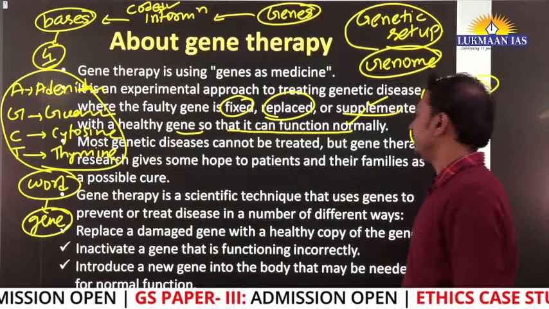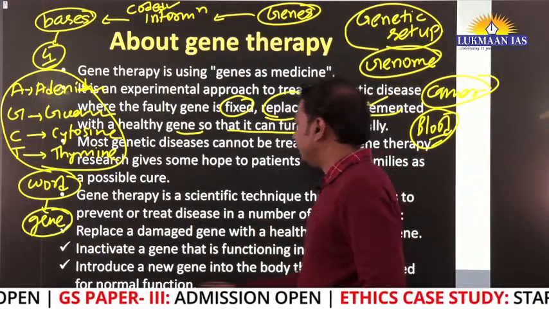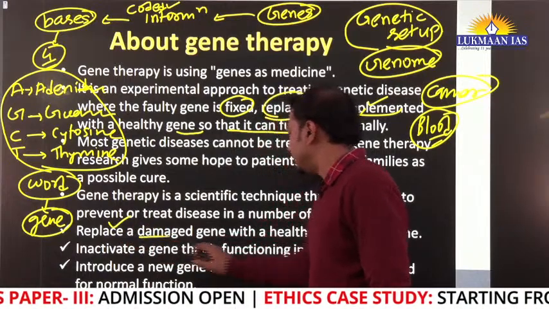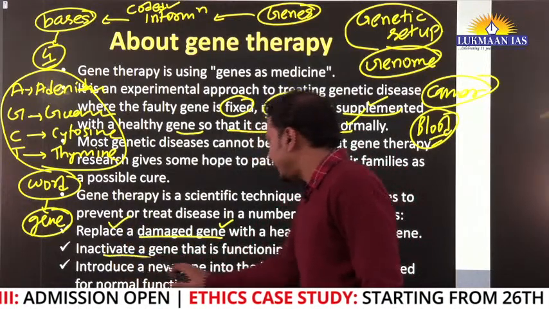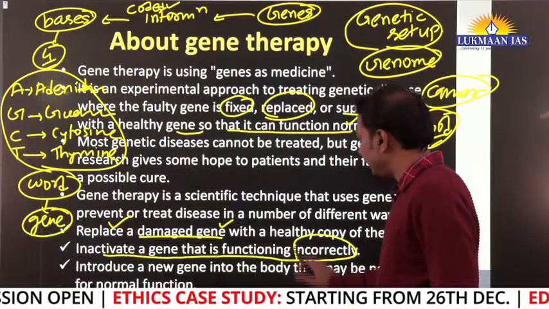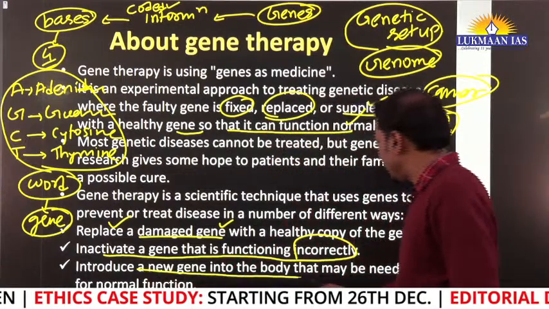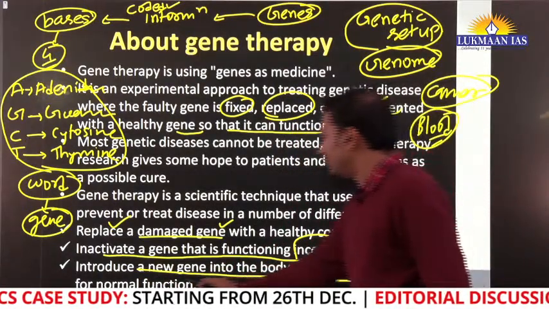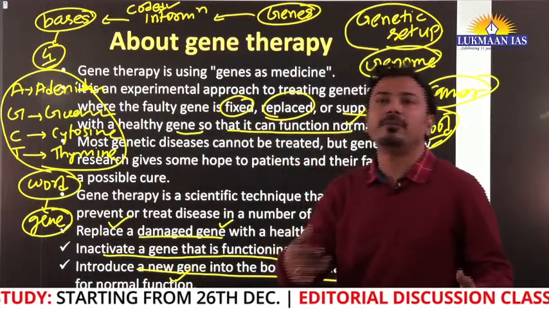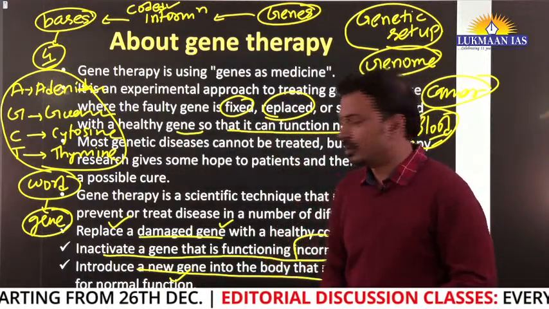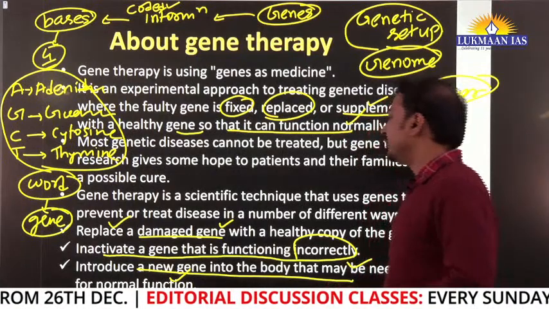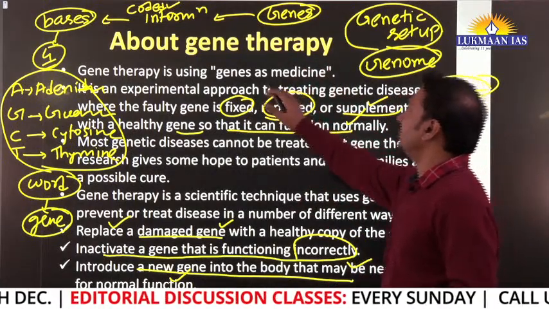Now we all know that we can replace the damaged gene, we can inactivate the gene that is functioning incorrectly, or introduce a new gene into the body that may be needed for normal function. A variety of permutations and combinations can be done. This is how gene therapy works.